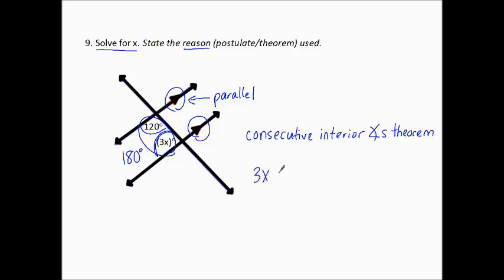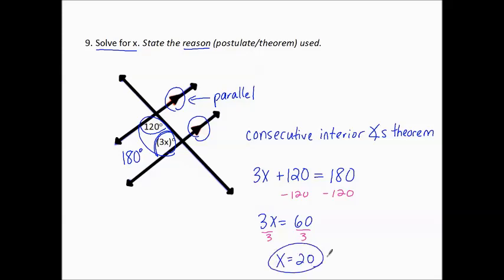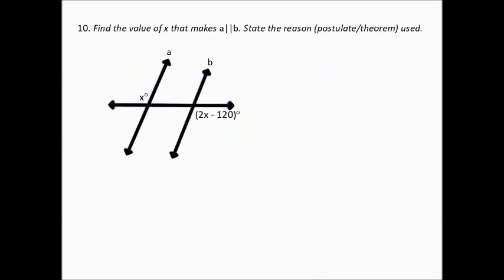So I can say 3x plus 120 equals 180. And then I can solve that equation. So let's do it. Minus 120 and 3x equals 60. Divide by 3 and x equals 20. Not so bad, right? I have one more for you. Find the value of x, that's our goal, that makes line A parallel with line B. State the reason, postulate or theorem.